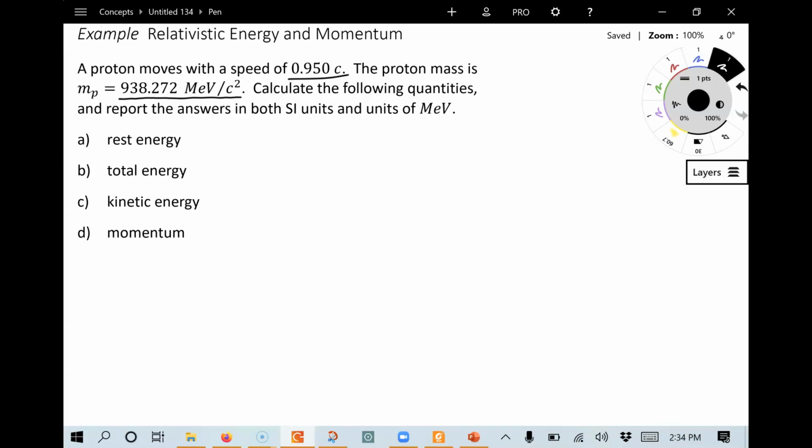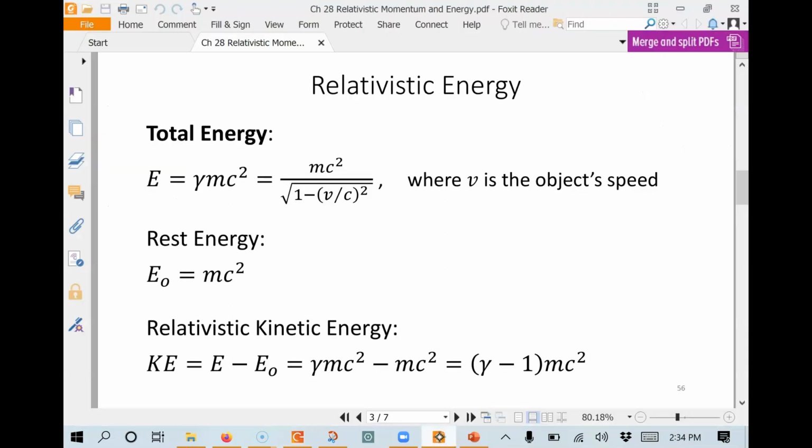Well, we need to use the relativistic equations for these things. So let's start with the energy. The total energy is the entire energy that an object has, including its kinetic energy, but also the energy it has if it weren't moving. So both of those things. And the rest energy, the energy that it has when it's not moving, is attributed to its mass, but it also includes other things like potential energy, etc.